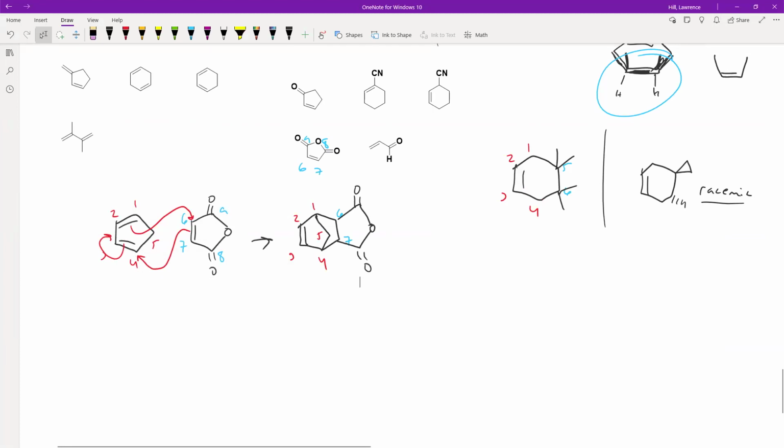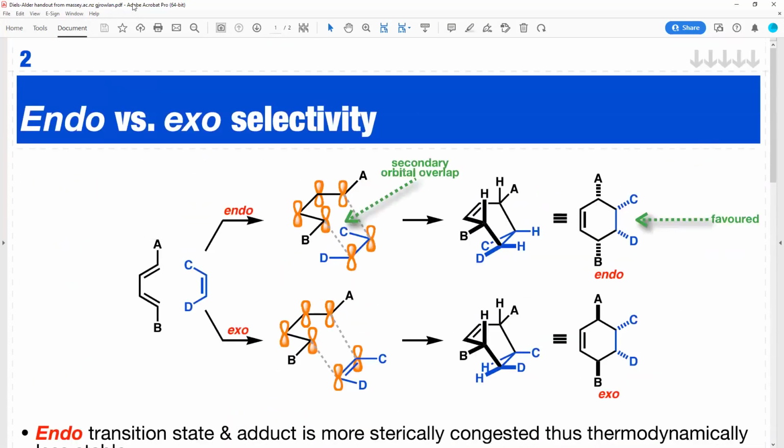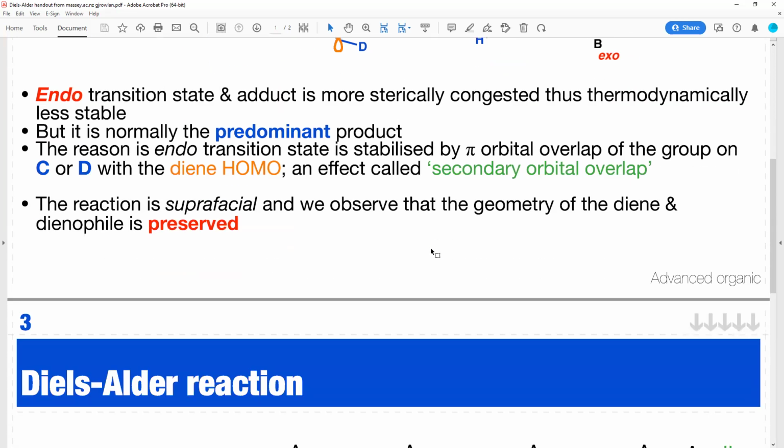We also learned about the cube method. Let me pull that up. So we talked a bit about this in class. I got this from the website up here in the file name. And so this idea of secondary orbital overlap being favored, the dashed lines are the new bonds. The secondary orbital overlap is the interaction of C and D with the pi electrons in these pi bonds. Whereas if we put C and D away from this diene, then C and D do not interact with these electrons in these pi bonds.